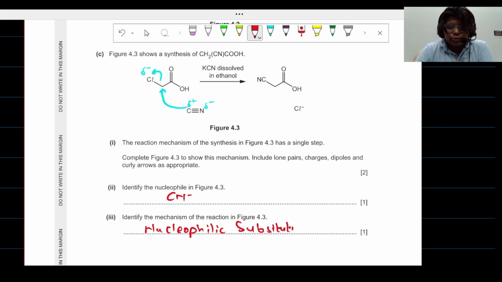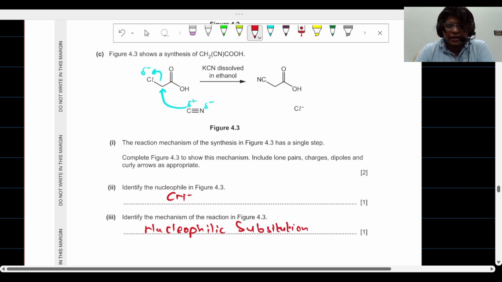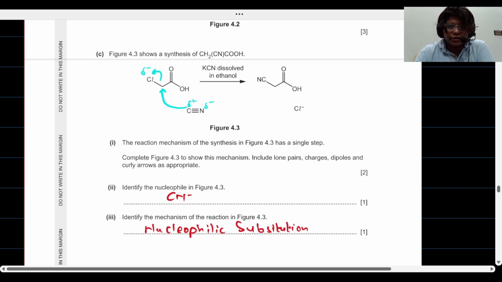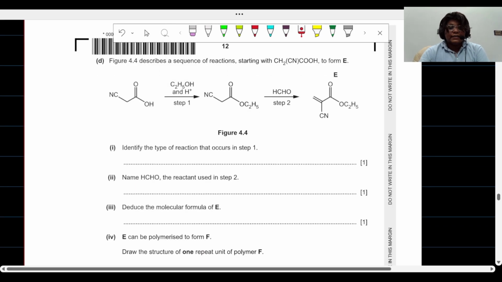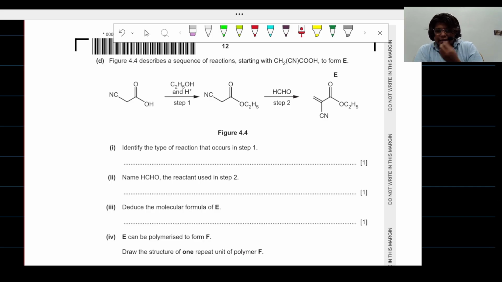Right now, there is no need to specify which nucleophilic mechanism, the SN1 or the SN2. It is just clear if you write nucleophilic substitution. Then in D, we have a synthesis again. We have a sequence of reactions starting from nitrile, and we are getting E at the end. So identify the type of reaction that occurs in step 1.